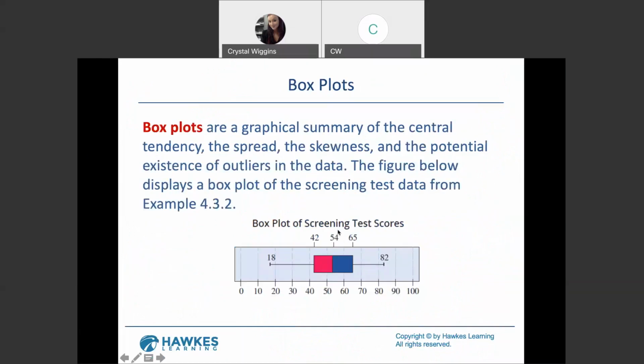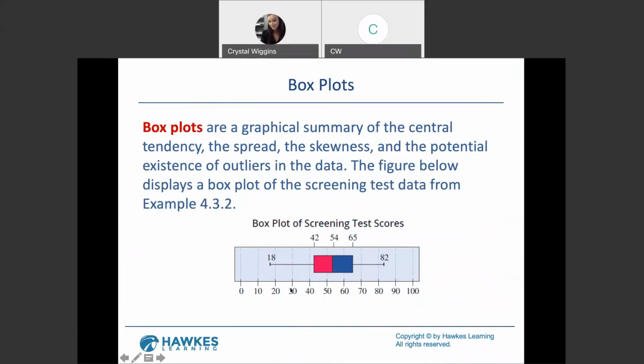Okay, so if we're taking a look at another example of a box plot, when I'm reading this box plot, I see that the minimum value in the data set is 18 and the maximum is 82. I see that the median or the middle value is 54, which again means that 50% of the screening test scores are below 54 and 50% of the test scores are above 54.